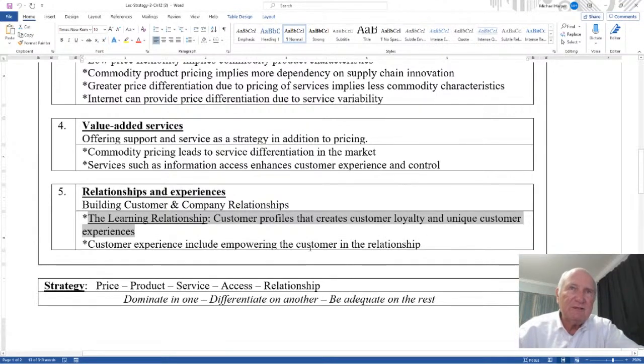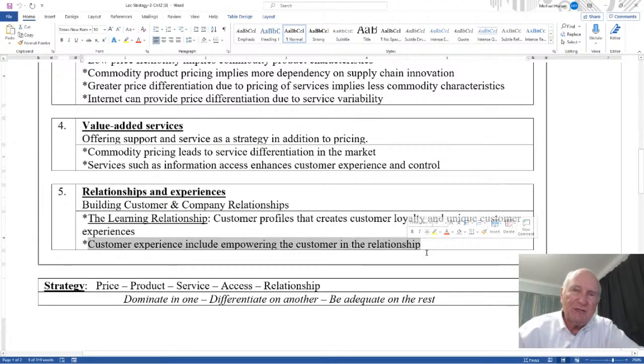Okay, and then finally customer experience, and you can do that with the supply chain, because the supply chain not only is delivering your products, but it's gaining information and it's coordinating and it's creating relationships. So those relationships are not just to deliver goods or to collect revenue. It's to learn about the customer. Customer experience includes empowering the customer in the relationship.